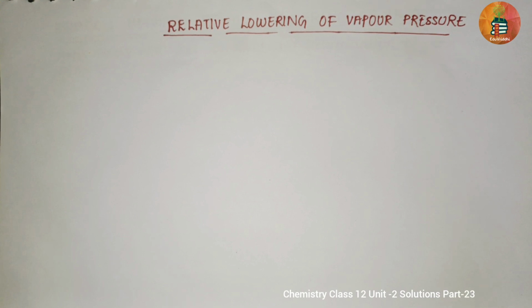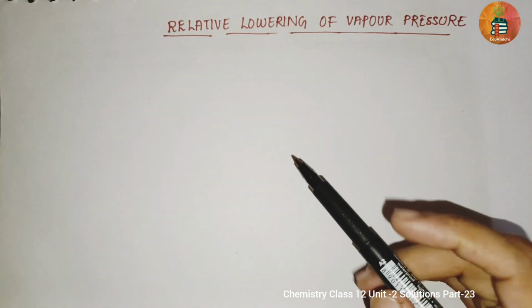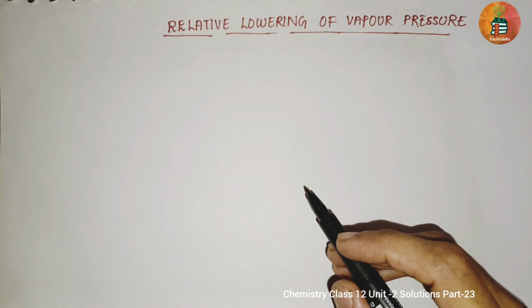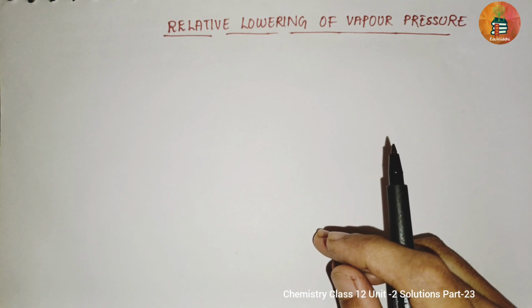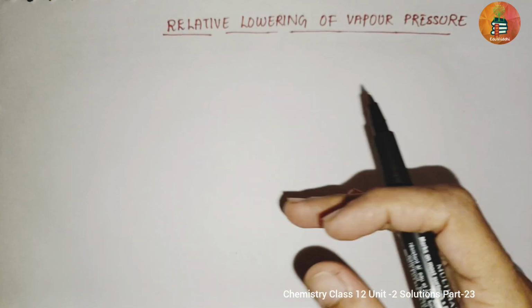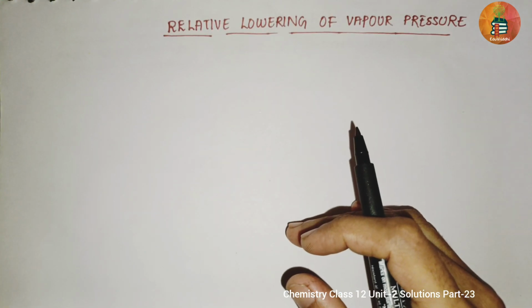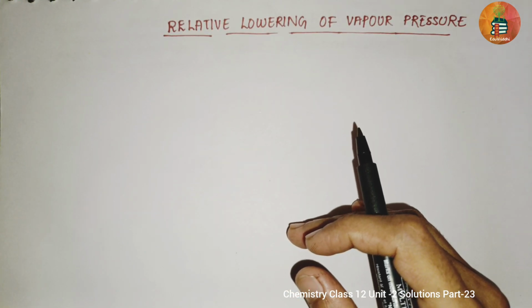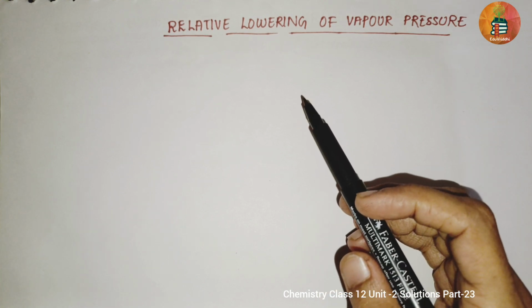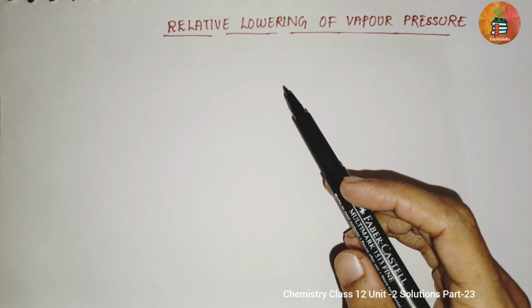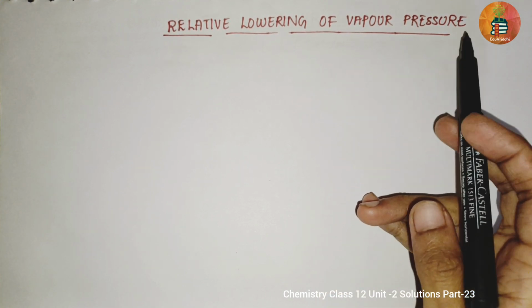Hello everyone. In today's video we are going to study one of the colligative properties, relative lowering of vapor pressure. We have studied what a colligative property is in the earlier video. Please watch that video before studying this topic. The link of that video is given in the description box. So we will see one of the colligative properties, that is relative lowering of vapor pressure.